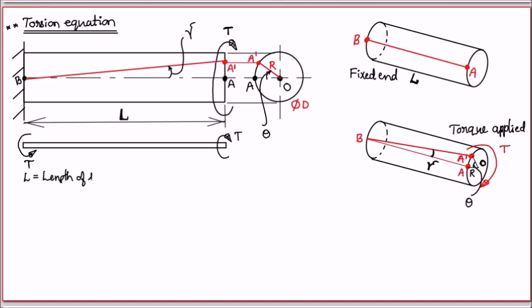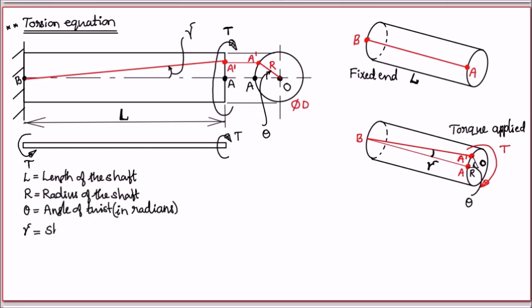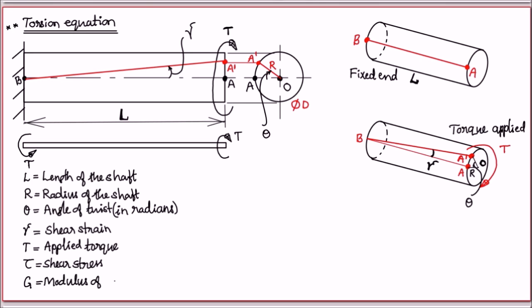So L is the length of the shaft, R is the radius of the shaft, theta is called angle of twist, normally in radians, gamma is shear strain, T is the applied torque, tau is the shear stress, and G is the modulus of rigidity of the material. These are the symbols that I am going to use in this derivation. First, let us calculate gamma.